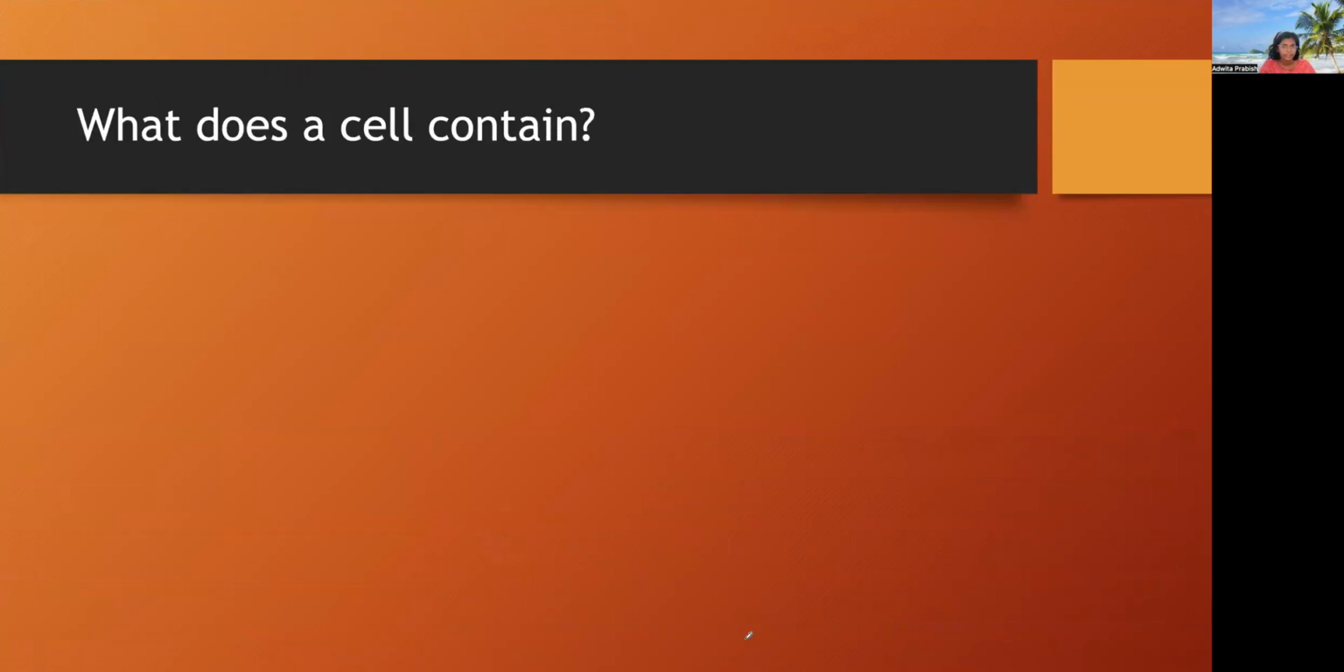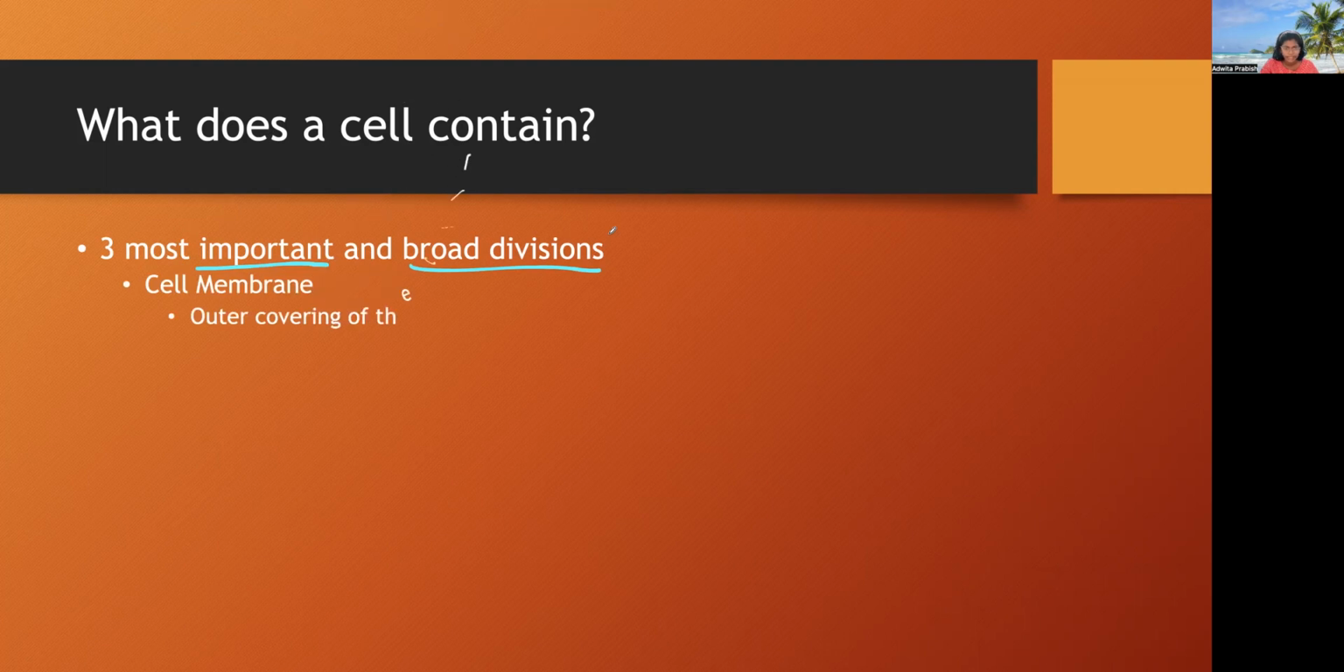Now we're going to see what a cell contains. So the 3 most important and most broad divisions, just 3 divisions, that is what we have already seen before. That is cell membrane, cytoplasm, and nucleus. So first we're going to see more information about the cell membrane.